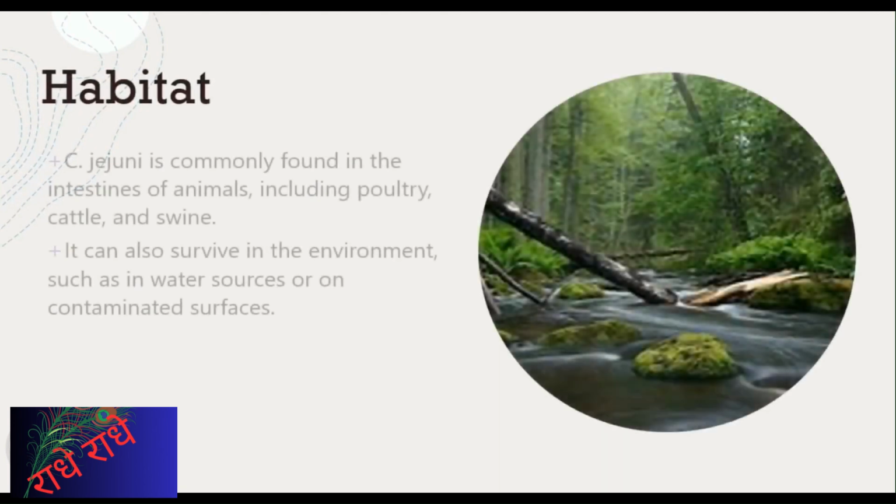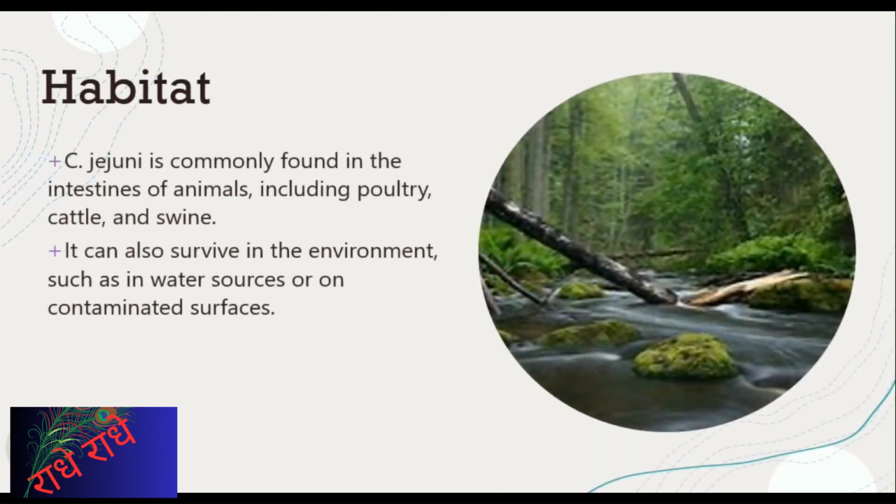C. jejuni is a bacterium that is usually found in the intestines of animals including poultry, cattle, and swine. Additionally, it has the ability to thrive in the environment, for example in water sources and on contaminated surfaces. This slide discusses C. jejuni's habitat.